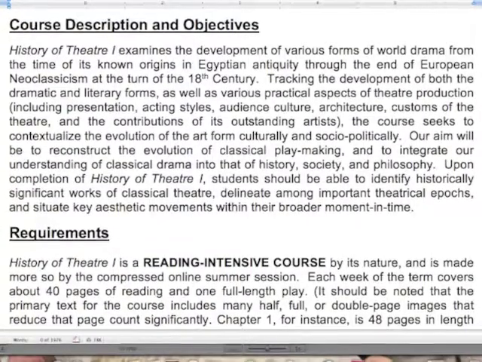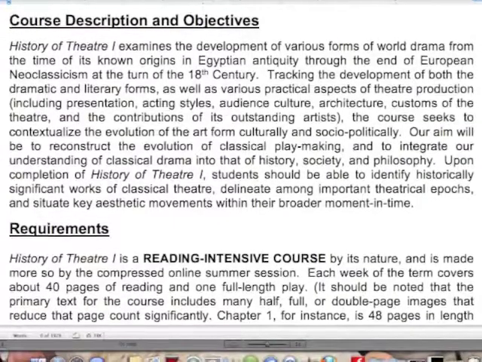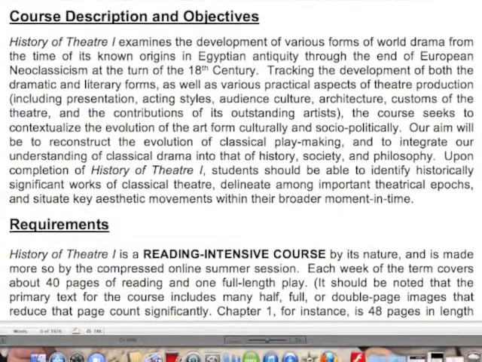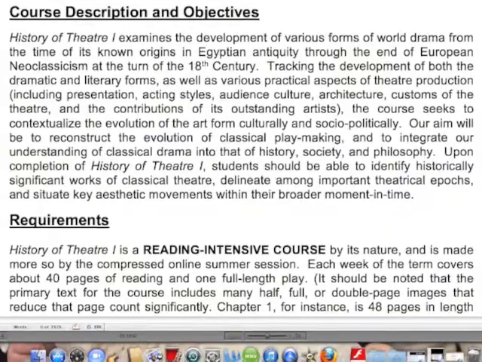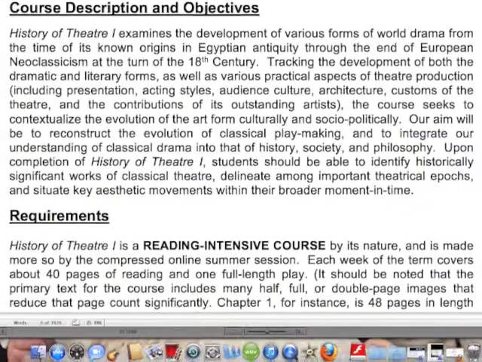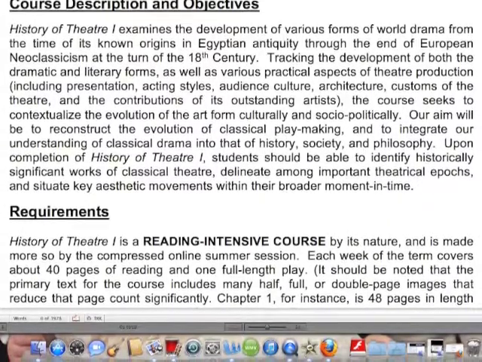Upon completion of Theater History 1, students should be able to identify historically significant works of classical theater, to delineate among important theatrical epochs, and to situate key aesthetic movements within their broader moment in time. Fairly self-explanatory, right? Ultimately, the goal of this course is to take the development of theater and contextualize it in world events. How is the theater in dialogue with what's happening socio-politically? How is the outside world influencing formal developments inside our art form? Okay, let's go to the next one.